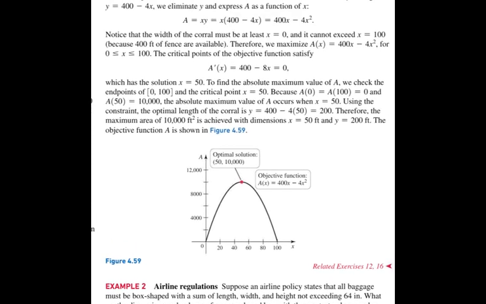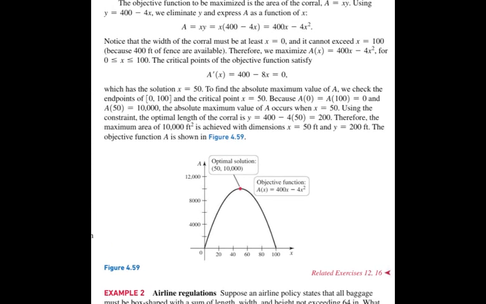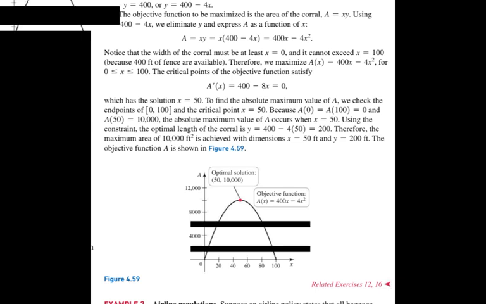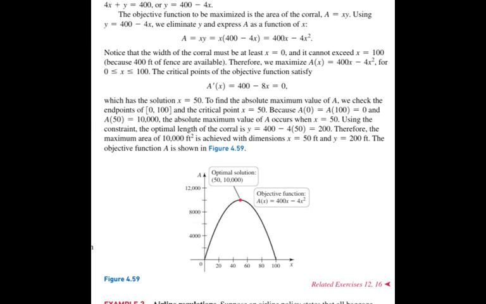And so when x is 50, the optimum area is 10,000 feet squared. I think we got all of that, right? So it says, therefore, the maximum area of 10,000 feet squared is achieved when x is 50 feet and y is 200 feet. The objective function A is shown. Okay. All right, let's try another one.